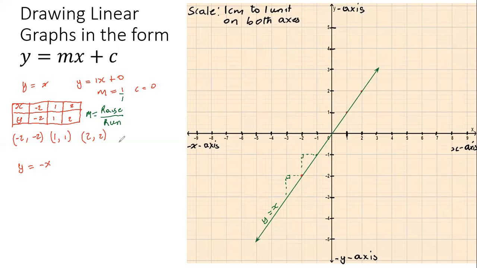And so let's now draw the line y equals negative x. Now, again, all we need is a table of values. So we're going to pick, remember that x is always the independent variable while y is the dependent variable. So we're always going to choose any 3 points for x.